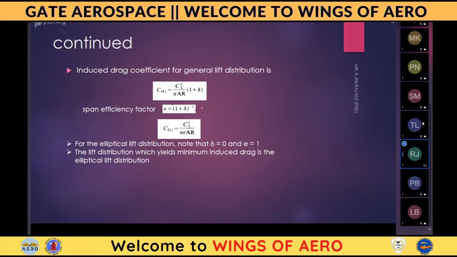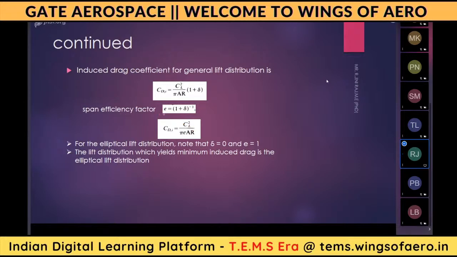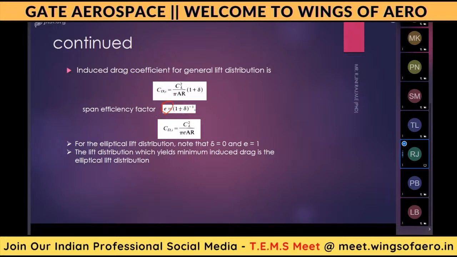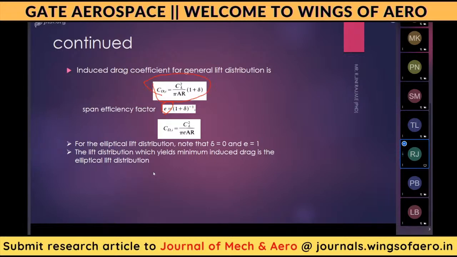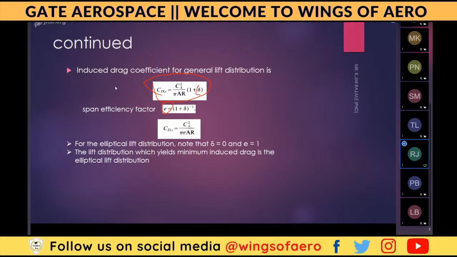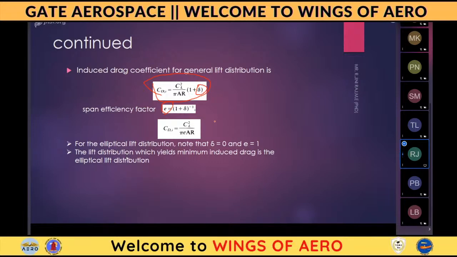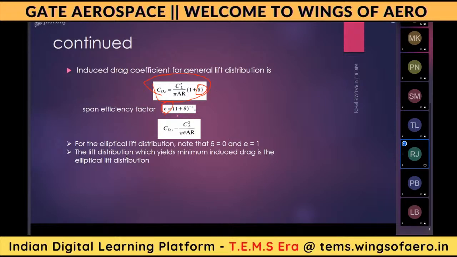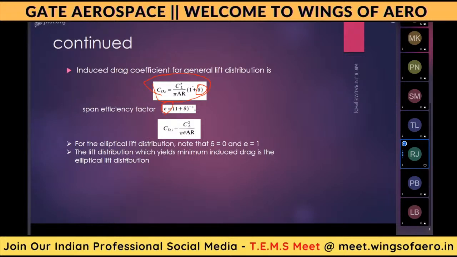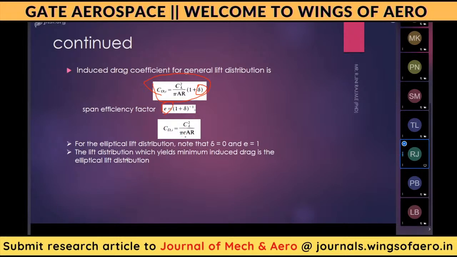Okay, then, I told you about the span efficiency factor e for this elliptical wing. So e is equal to (1 plus delta) to the power minus 1. So the induced drag coefficient is equal to CL square divided by pi AR into (1 plus delta), where delta is the induced drag factor. For an elliptical wing, delta is equal to 0. Therefore, e will become 1. So the formula becomes CDi equal to CL square divided by pi into AR. Otherwise, the formula will be CDi equal to CL square divided by pi e into AR.